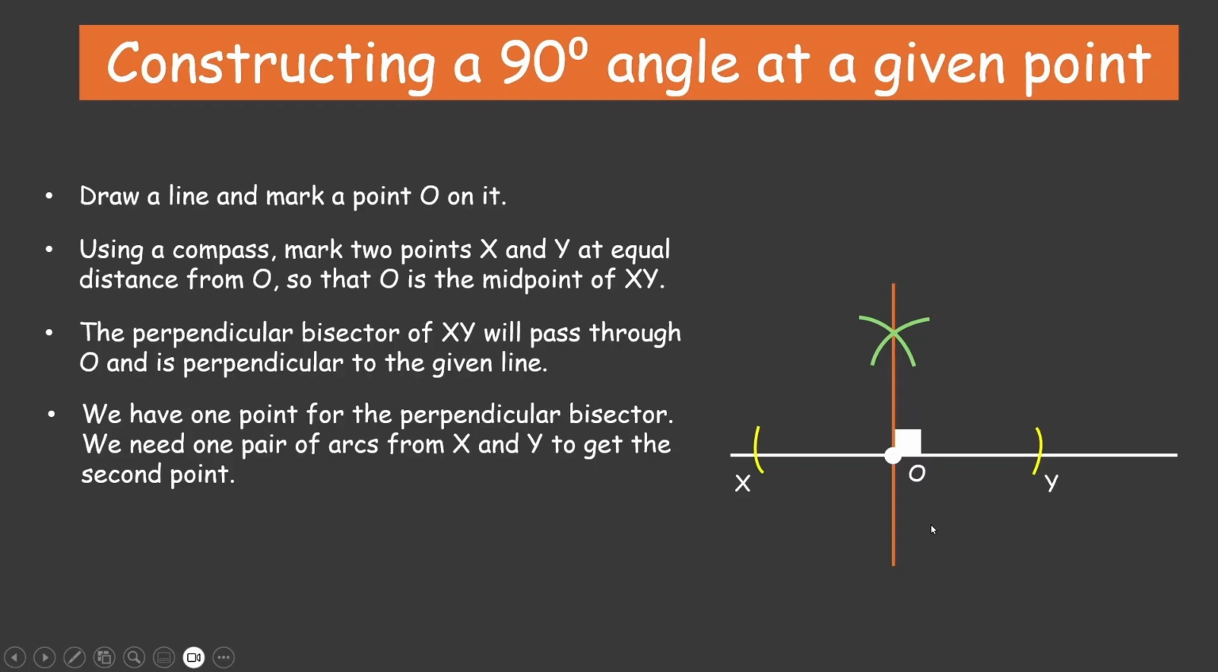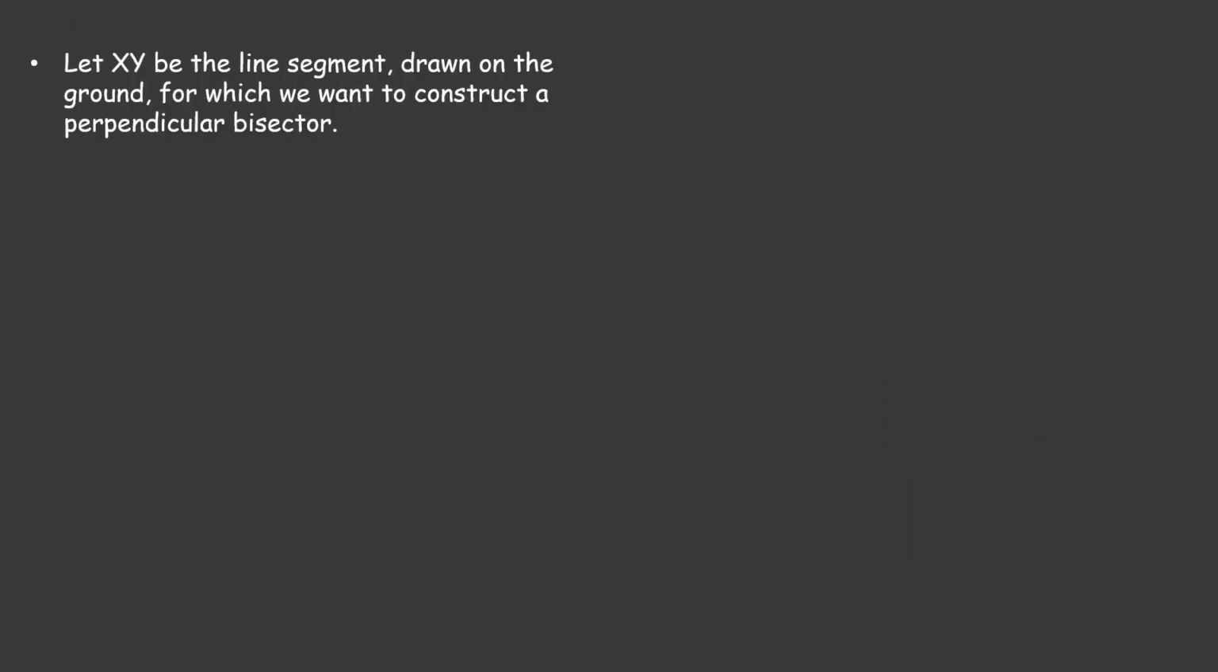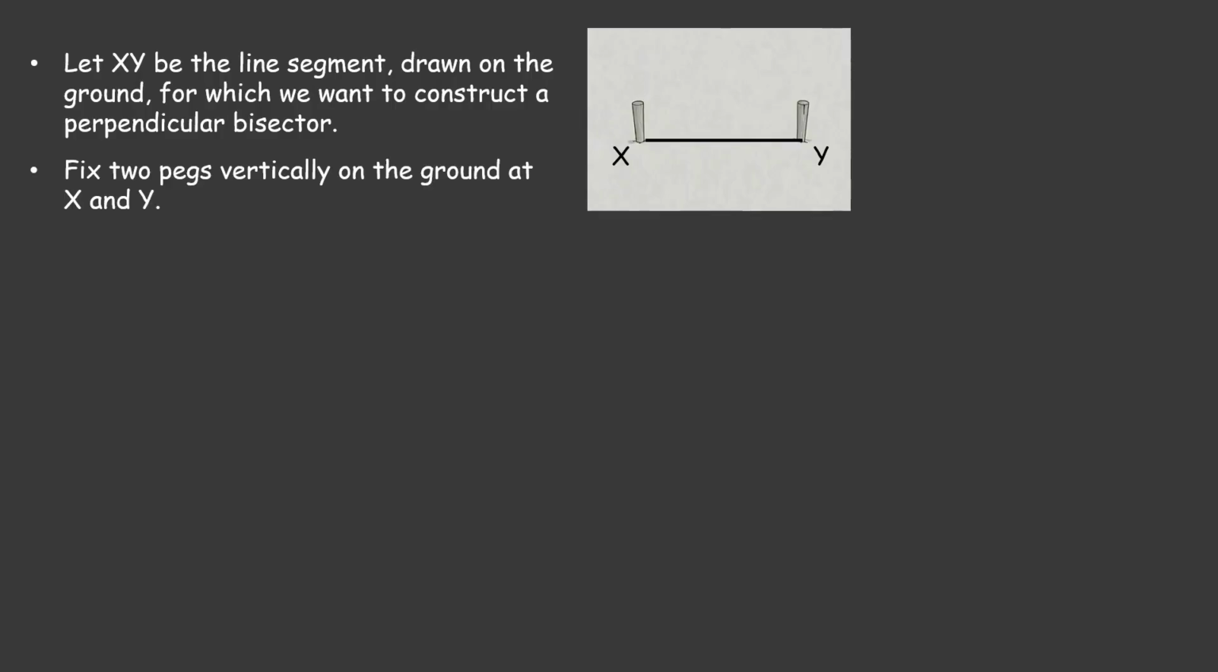You know, in the Vedic times, when we did not have geometric tools, when we did not have a compass or ruler, they used different kinds of tools to draw, let's say, angles or perpendicular bisectors. You would be surprised that a rope can be used to draw a perpendicular bisector. Let us see how. Let XY be the line segment drawn on the ground for which we want to construct a perpendicular bisector. So what we'll do is, we'll fix 2 pegs vertically on the ground at X and Y.